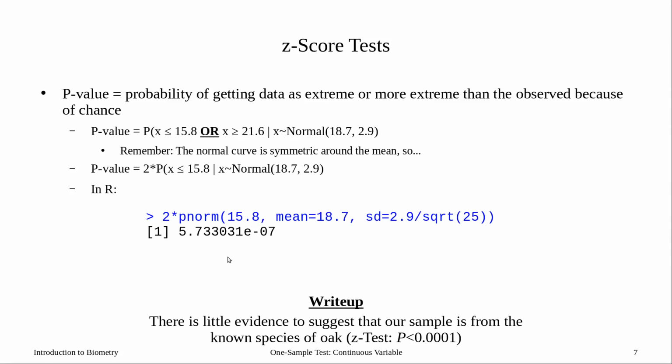So again, the write-up is this. There's little evidence to suggest that our sample is from the known species of oak. Z-test, p-value is less than 0.0001.